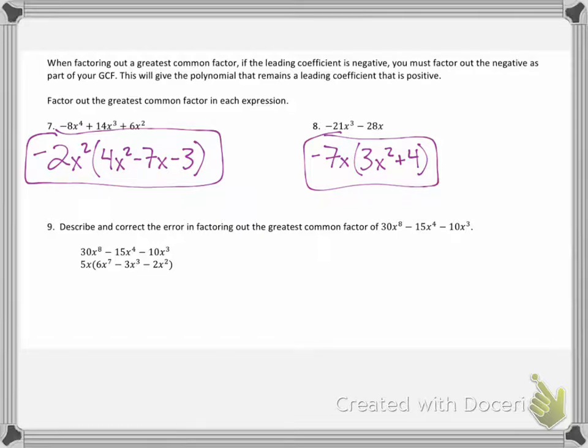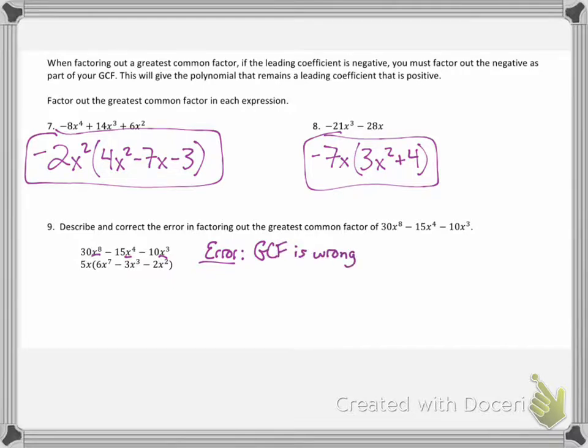So, when they factored it out, let's look at the numbers. 30, 15, and 10. The biggest number you can take out is a 5. That's fine. That's not the issue. Look at your x's. You have x to the 8th, x to the 4th, x cubed. Look at what was taken out. It's just an x. That's your mistake. The error, the GCF is wrong.